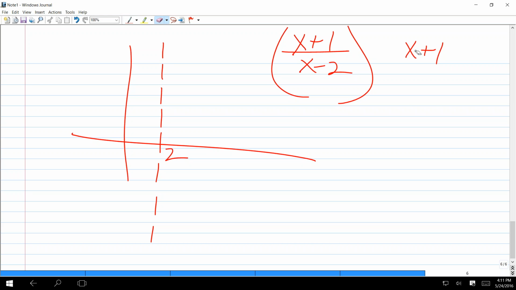Well, you also have a horizontal asymptote. The horizontal asymptote is the ratio of the numerator's highest degree over the denominator's. In this case, it's 1 to 1. So I have a horizontal asymptote at 1. Once I've laid out my grid, now I can graph this thing. What does it mean if it's 1 to 1?